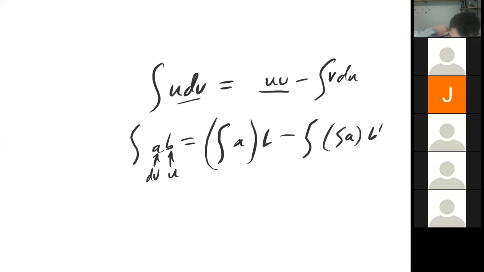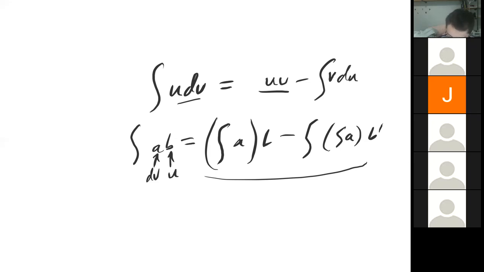And so this is what you'd end up getting using integration by parts. And why does this work? Well, it's basically because of the product formula. One way to think of integration by parts is you're essentially reversing the product formula for derivatives.